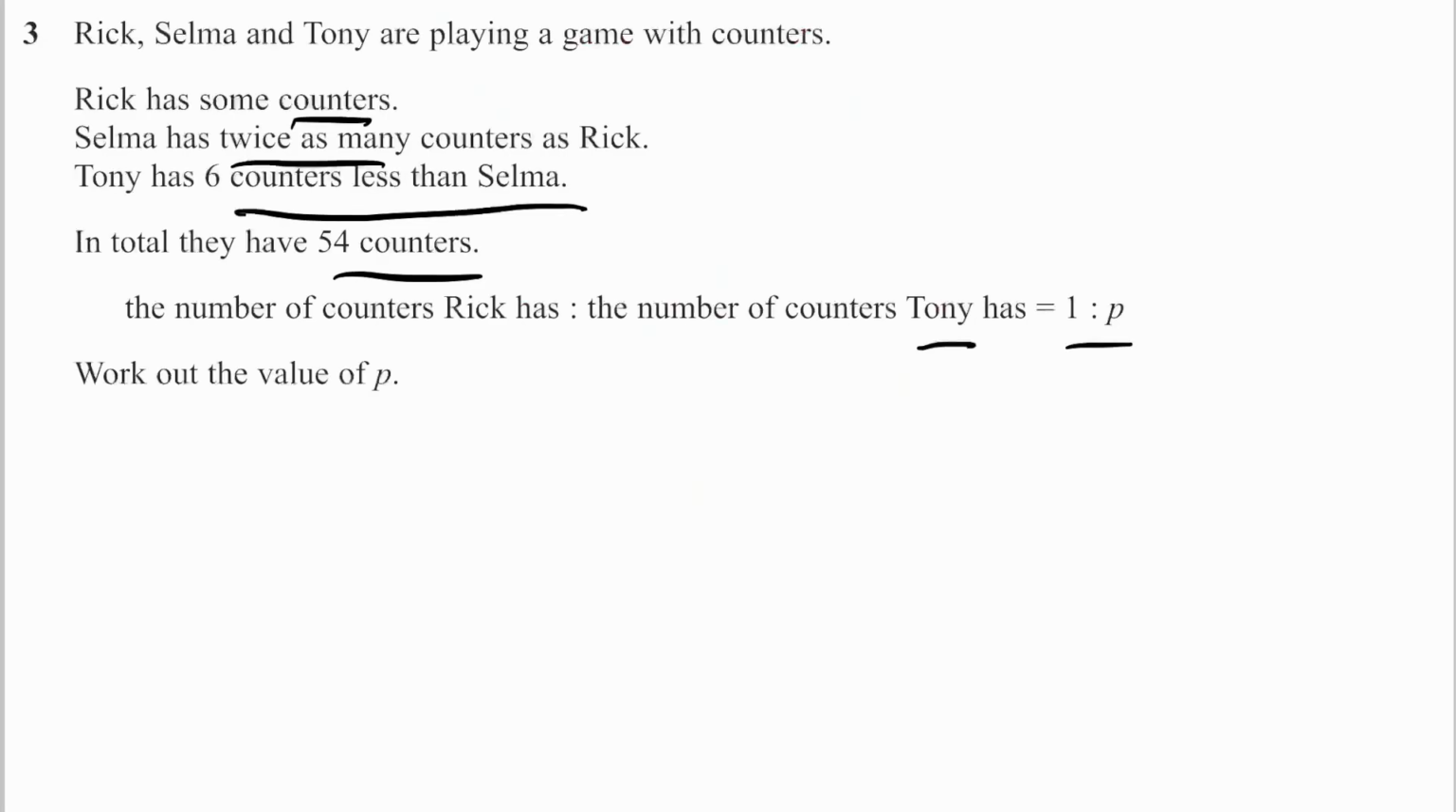Okay, so to solve this, basically we want to write them all in terms of one common algebraic symbol. So we say that r is going to be equal to n, okay, where r is the number of counters Rick has, and we're going to call that n. So that means we can then write the number of counters that Selma has and Tony has in terms of n, okay? So we know that Selma has twice as many counters as Rick, so therefore Selma is going to have 2n counters, okay? And we know that Tony has 6 counters less than Selma, so therefore Tony is going to have 2n minus 6 counters, okay? So basically that's what you get.